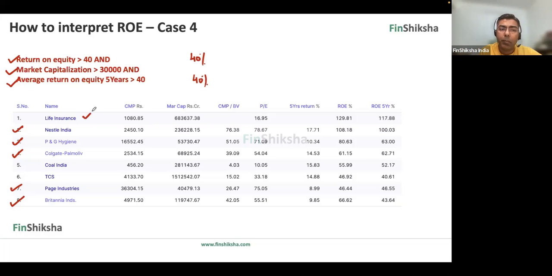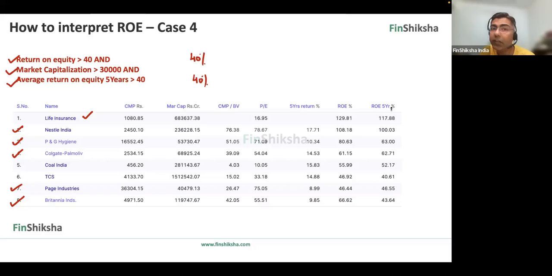LIC is a distortion because they've just listed and their equity is very small, because the government has just issued a very small amount of equity, right? So 96%, 97% is still held by the government. So their equity is not correctly reflecting the scenario and their profit suddenly shot up. So they are giving a distorted average ROE that is coming out, right? And before this, there was actually no equity. It was a very small equity till the time it was not listed. So that's distorted.